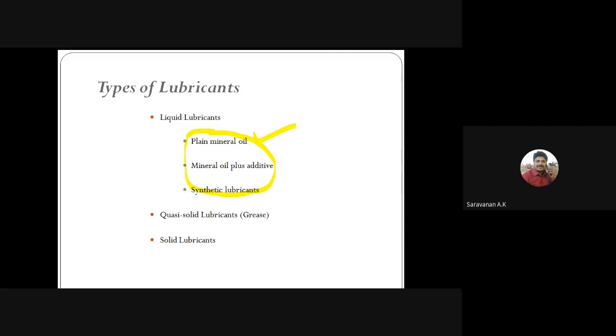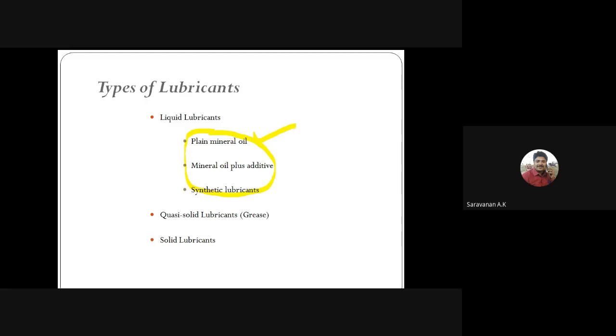For the specific chemical classes, synthetic lubricants are the esters. Most of the time, esters are used for synthetic lubricants. So synthetic lubricants are the artificial lubricants, and it is one type of liquid lubricant.